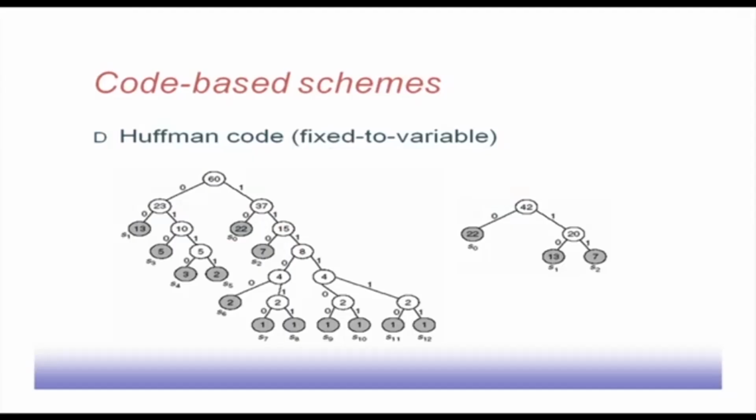In the normal case, in the fixed to fixed length dictionary case, both S0 and S12 will be coded with the same number of bits. As a result, the saving will be less. But in this case, since the more frequently occurring patterns are given shorter codes, we can have some saving.